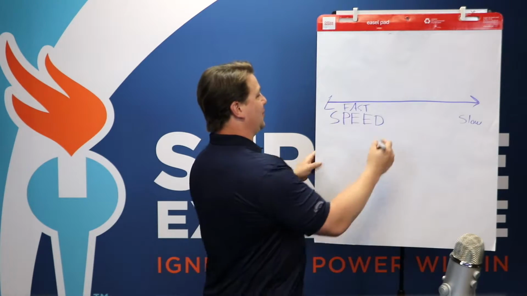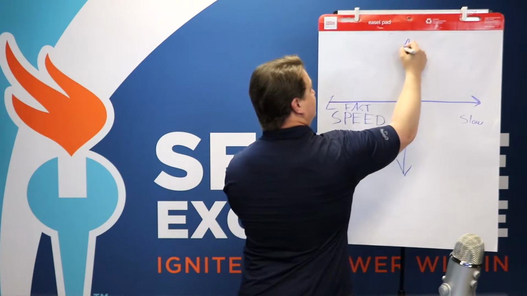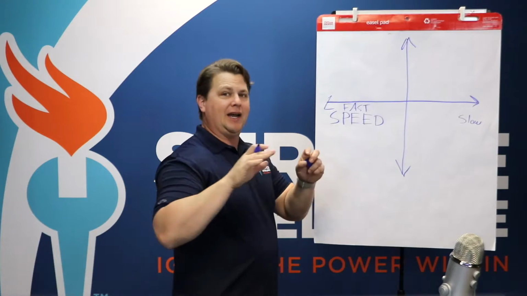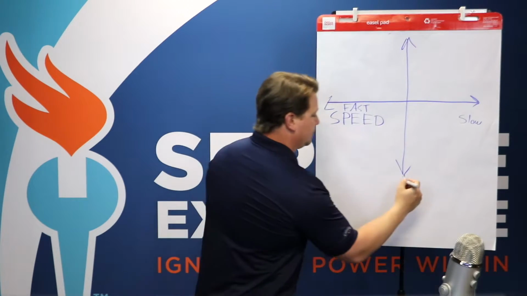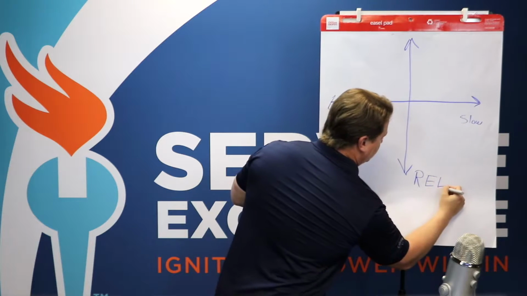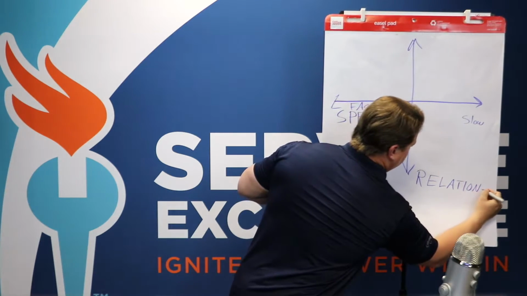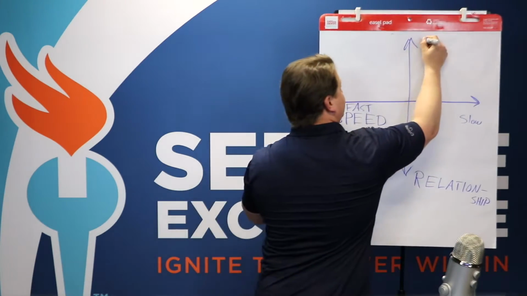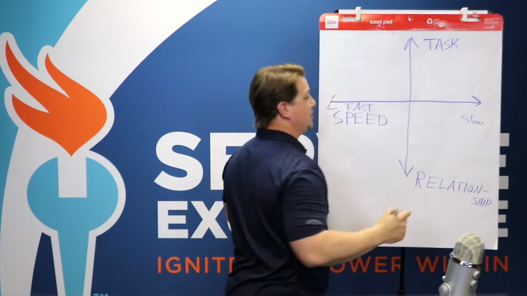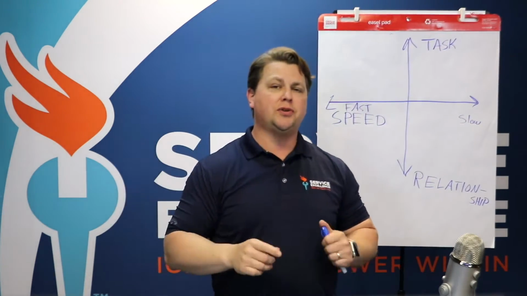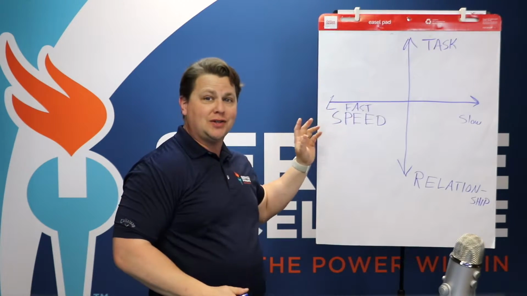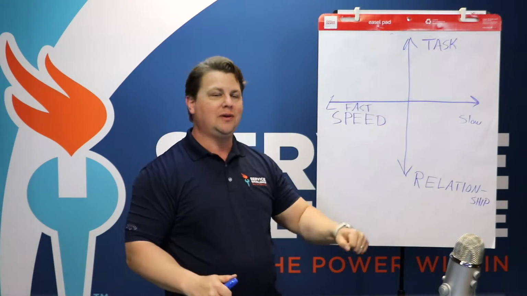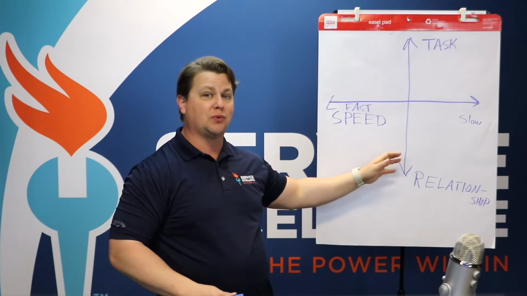Here's the next axis point. This next axis point I'm going to refer to as type. And the types are going to be two types. The first one is relationship. The second one's going to be task. So this is what you're going to find. Some people buy fast, some people buy slow. Some people buy based off task or the goal, if you will, and some people buy purely based off relationship.